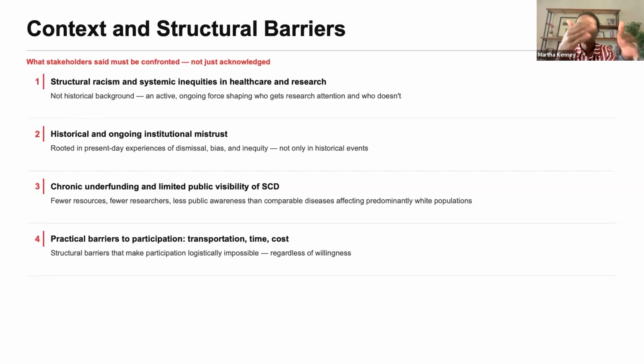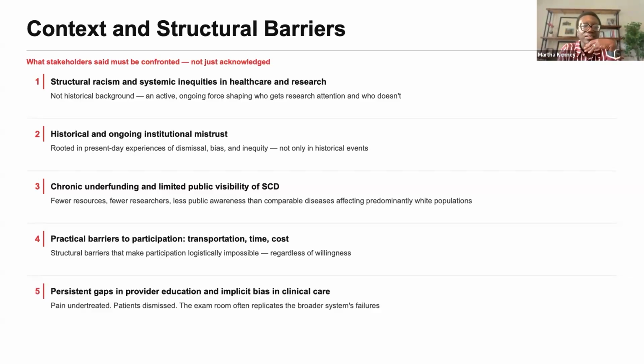So we have to think about this when we're thinking about how we design our studies. And then there's also persistent gaps in provider education and implicit bias in the clinical care. Unfortunately, when people living with sickle cell disease go to the ED, oftentimes they're labeled as drug seekers. Oftentimes their pain is dismissed. And their pain is undertreated as well. And so this is all the context and the barriers that exist.